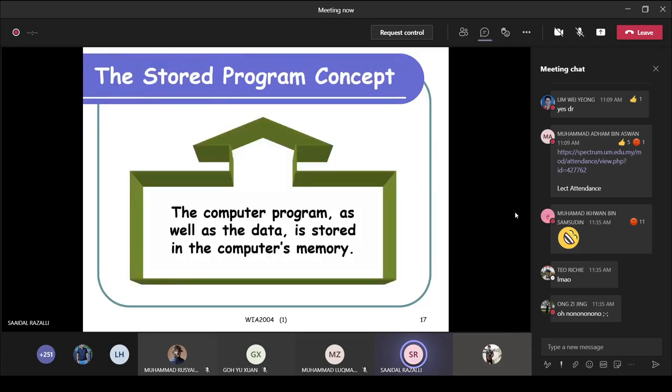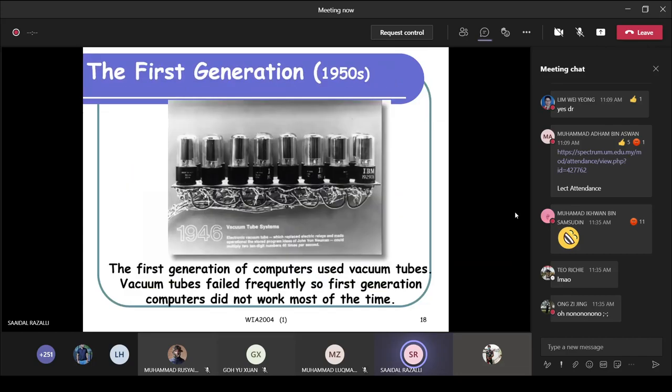So the computer program as well as data is stored in the computer's memory. When we call it computer memory, it is the RAM. So this is the first generation, 1950s, a vacuum tube system. The first generation of computers used vacuum tubes. Vacuum tubes failed frequently, so the first generation did not work most of the time. So this is like a prototype.